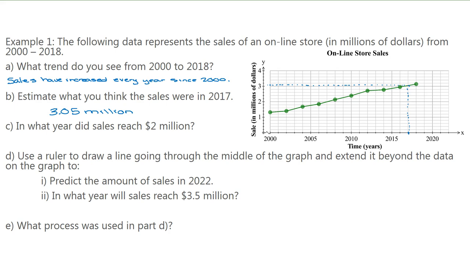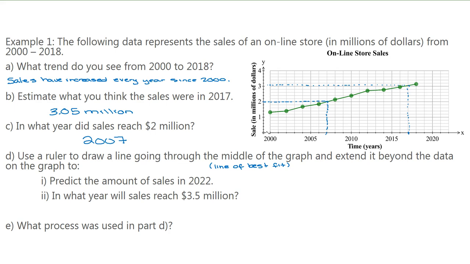Now in what year did sales reach $2 million? So let's start right here, go across, and then go down. That is the year 2007. Now use a ruler to draw a line going through the middle of the graph, and we call that the line of best fit. And then extend the line beyond the data to predict the amount of sales in 2022 and what year the sales will reach 3.5 million.